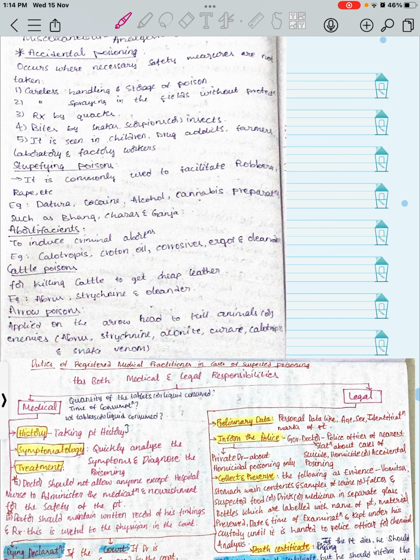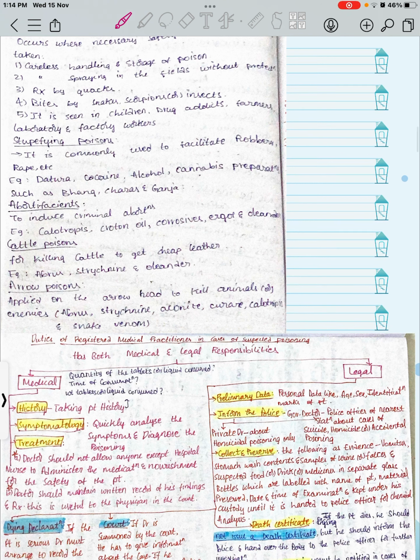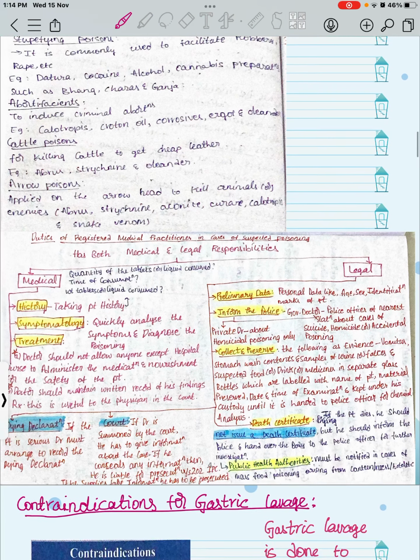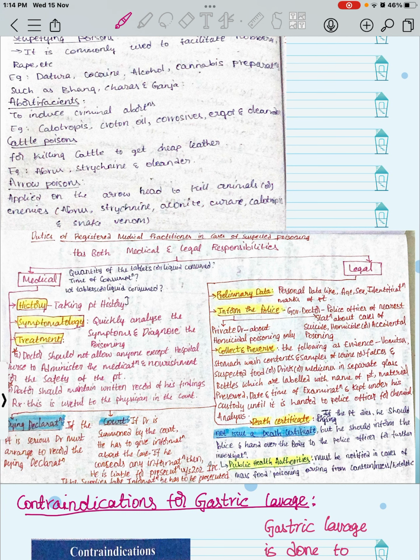corrosives, ergot, and oleander. Cattle poisons for killing cattle to get cheap leather. Example: abrus, strychnine, and oleander. Arrow poisons applied on the arrowhead to kill animals or enemies. Example: abrus, strychnine, aconite, curare and calotropis, and snake venom. Now, classification of poisons is completed.